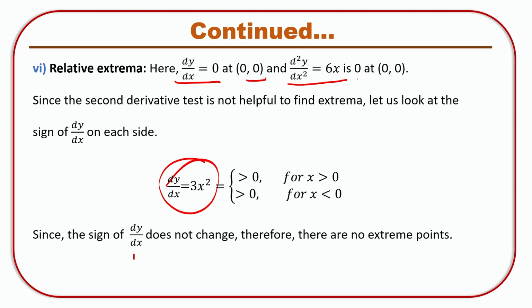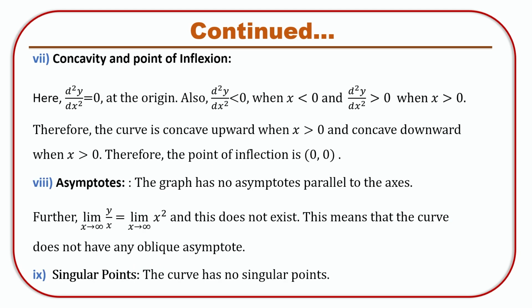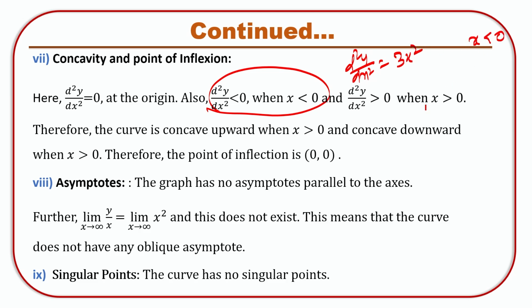Therefore, dy/dx does not change sign, and therefore there are no extremum points; it is either negative or positive. Concavity: for x less than 0, we have 3x squared. Remember this one, d squared y by dx squared is equal to 3x squared.